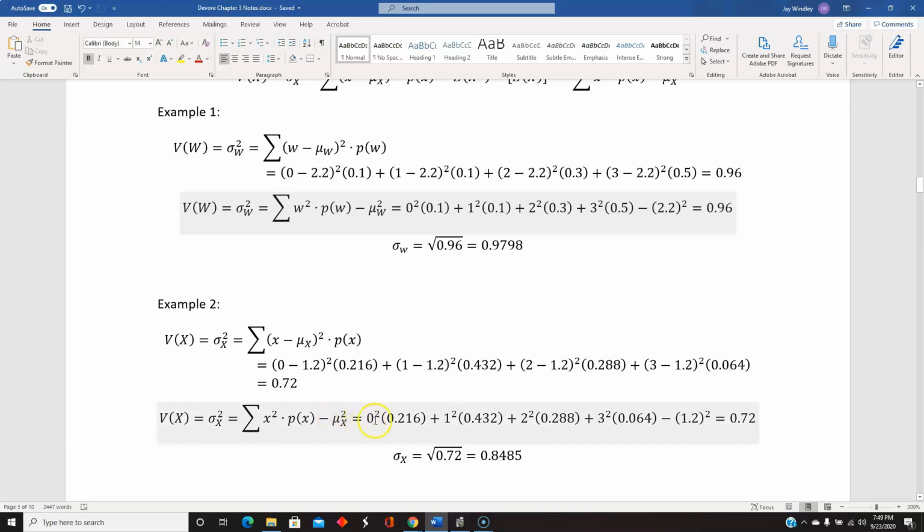The alternate method is to do each value of the random variable squared times its probability, 1 squared times the probability of a 1, 2 squared times the probability of a 2, and so on. And after that summation is done, you just subtract the mean squared, and you'll get the same 0.72.